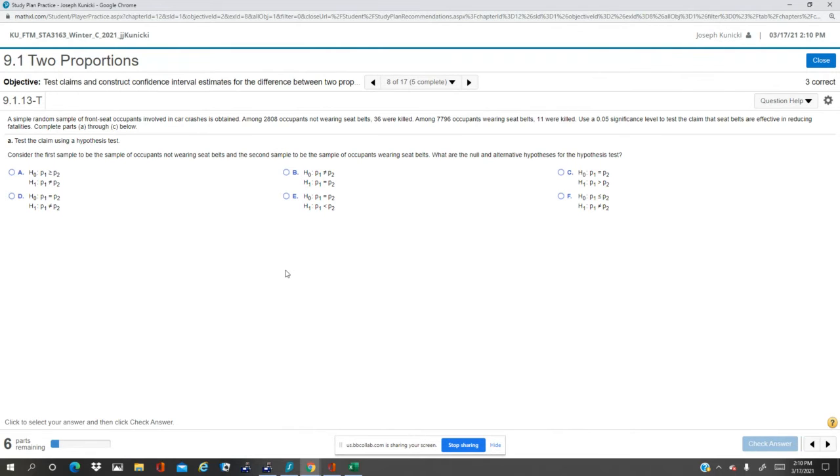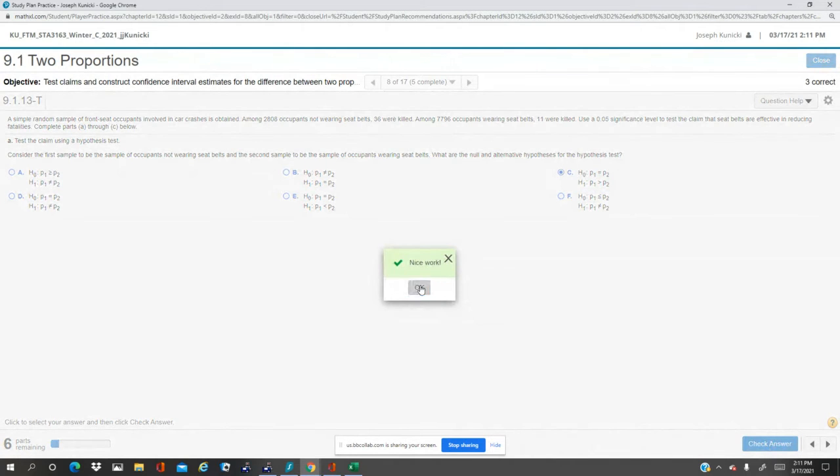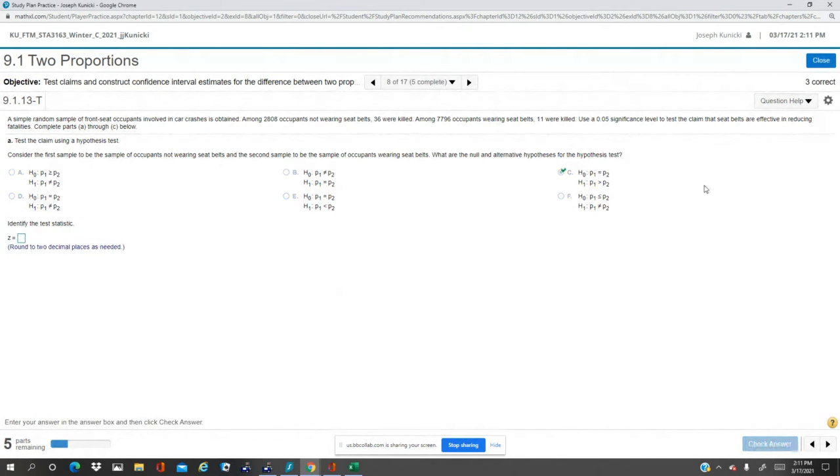The percentage looks like it's going to be in favor of the first one. But at the 0.05 level of significance, test the claim that the seatbelts are effective in reducing fatalities. That means that P2 will be less than P1. In other words, P1 is greater. There's a higher death rate. The only one that satisfies that as an alternative is C, not letter C. So it's a right tail test, the Z statistic.